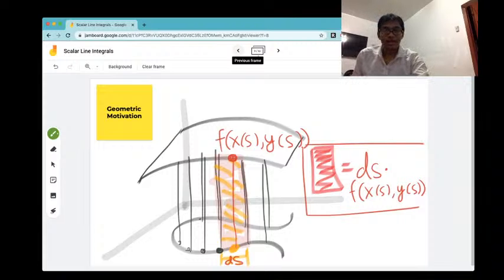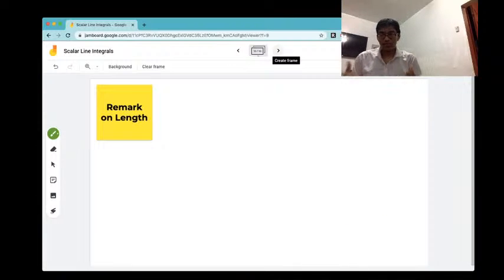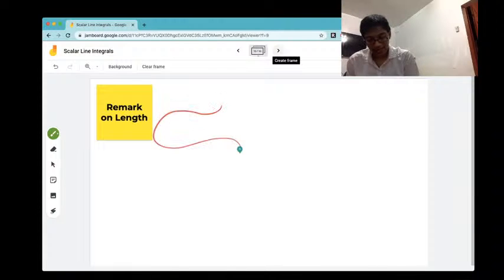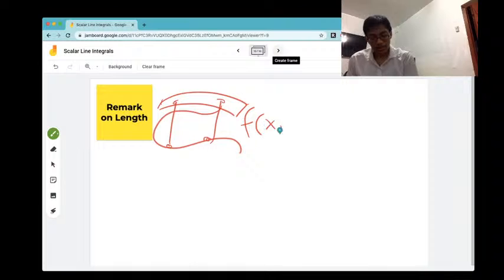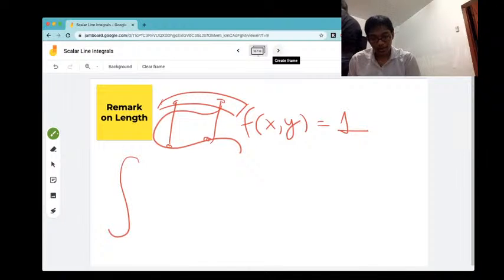And second to lastly, I want to make a remark on length. If my function that maps every point on my path to some arbitrary z value is actually equal to 1, so if f of x comma y is equal to 1, then what will my line integral represent? In other words, what is this going to equal?